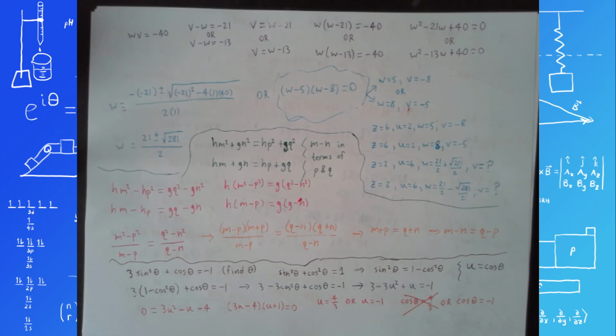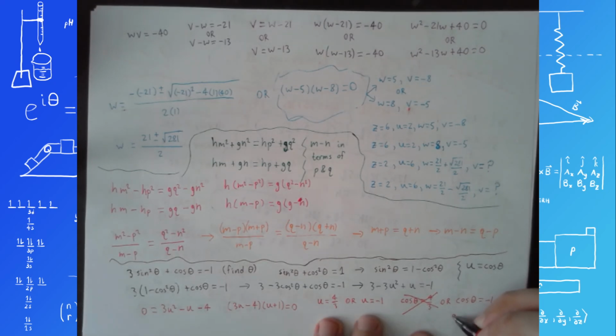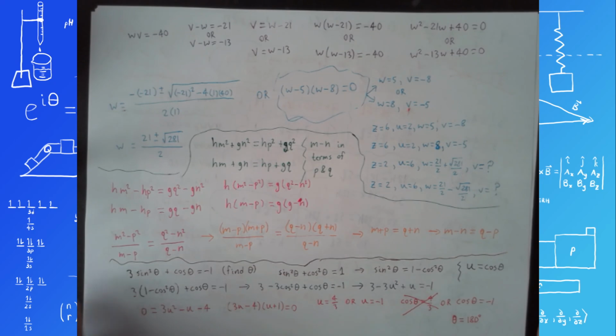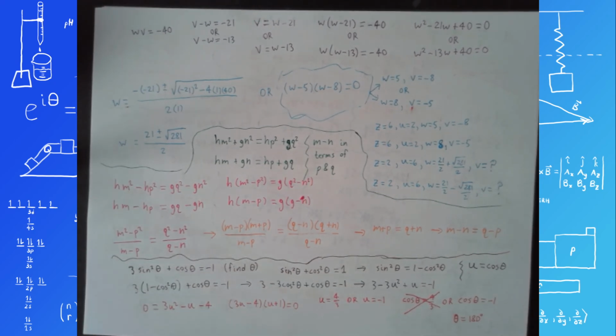If you try to do inverse cosine of 4/3 on your calculator, you will get an error. Cosine theta only falls between -1 and +1. It cannot be less than -1 and it cannot be more than +1. 4/3 is more than +1. It doesn't work. So cosine theta equals -1 is the only possibility, and that leaves us with theta equals 180 degrees. Theta equals 180 degrees, or pi if you're working in radians.